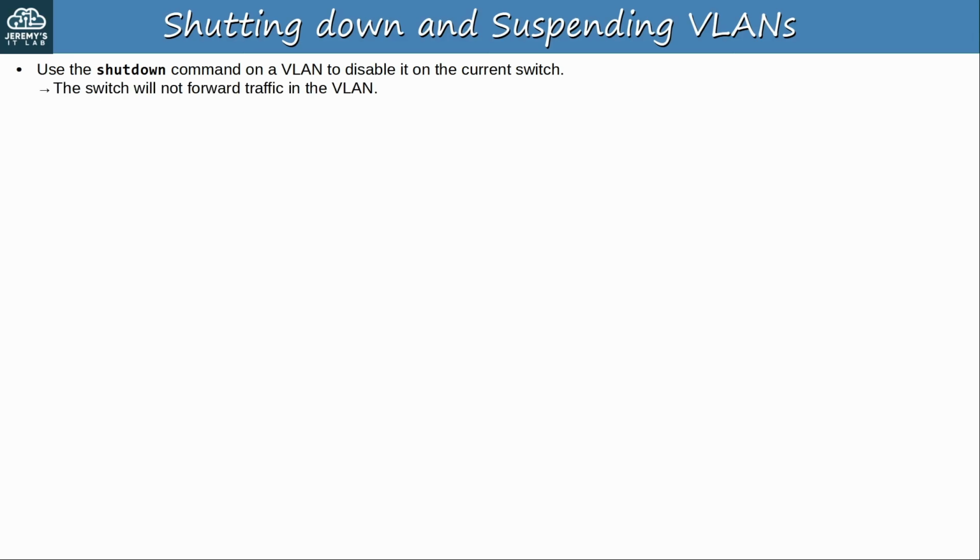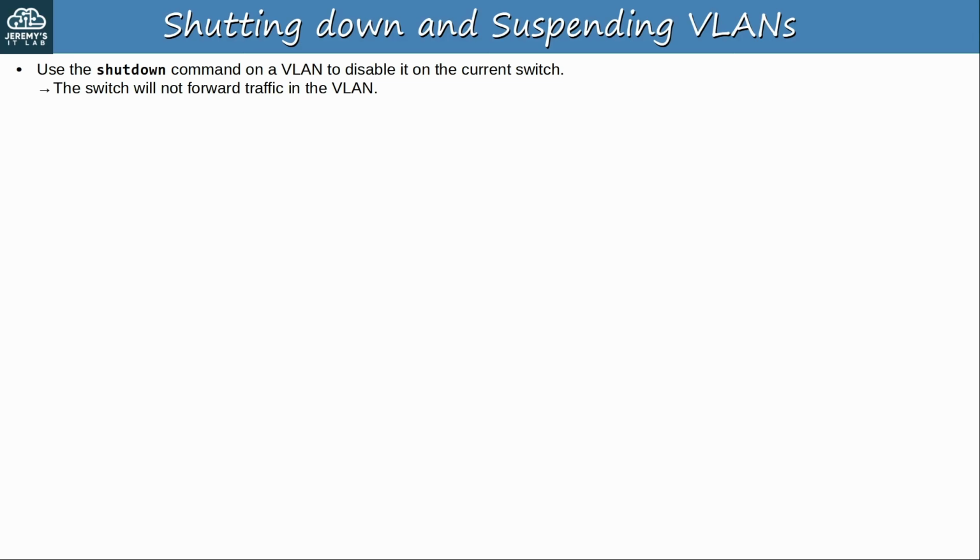You can also shut down and suspend VLANs. Those might sound like the same thing, but they are a bit different. Use the shutdown command on a VLAN to disable it on the current switch. This means the switch will not forward traffic in the VLAN.